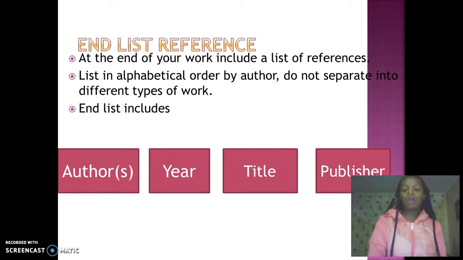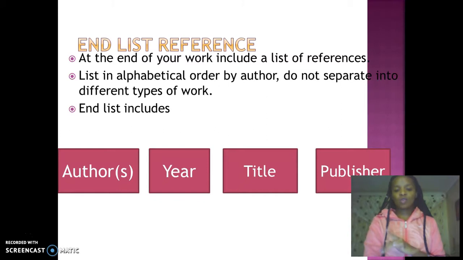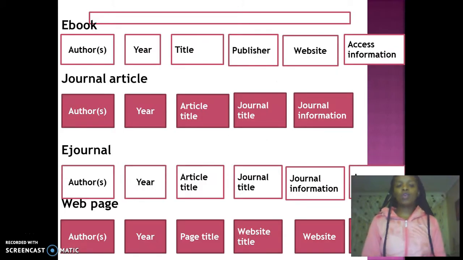You can use a book, you can use an ebook, you can use a journal, you can use an e-journal, or you can use a website. So let me show you how to reference those, starting with an ebook. For an ebook, you write the authors, the year of publication, the title of that book, the publisher where it was published, and the website, because it's an ebook, an electronic book.